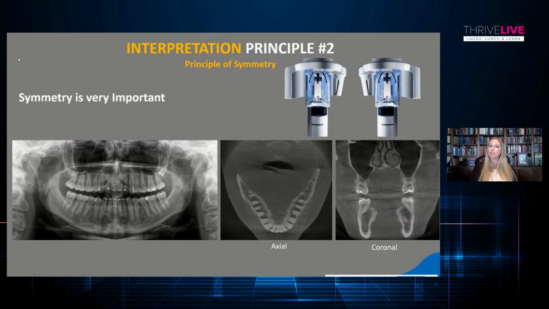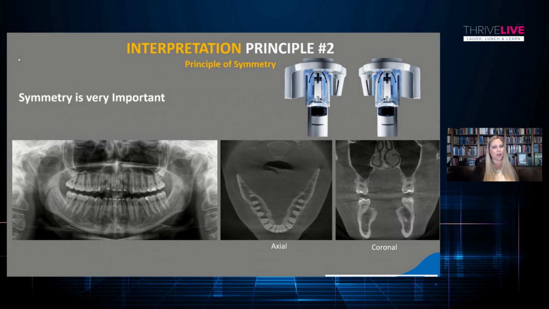Interpretation principle number 2 is our principle of symmetry. And I really love this. I think it makes it really easy for us, especially when we're first starting out evaluating a cone beam CT. We can use our axial and our coronal sections to compare one side to the other. So if both sides look exactly the same, very high likelihood we are just looking at anatomy.